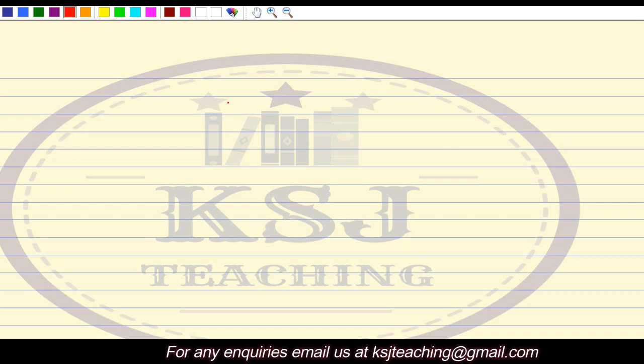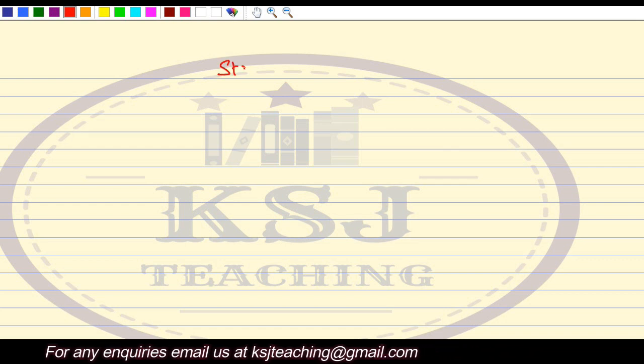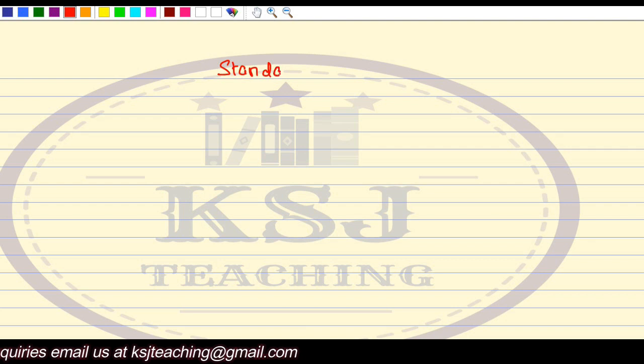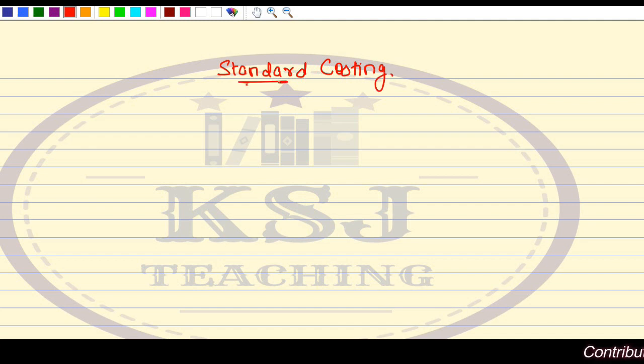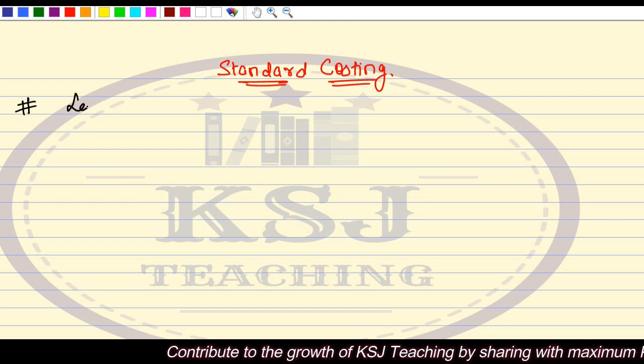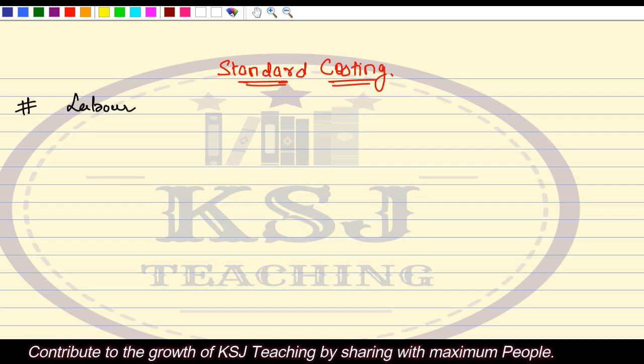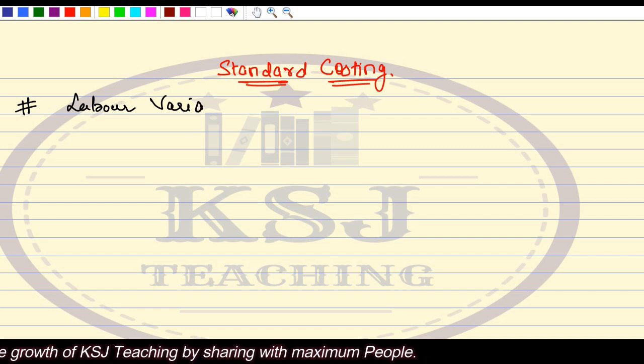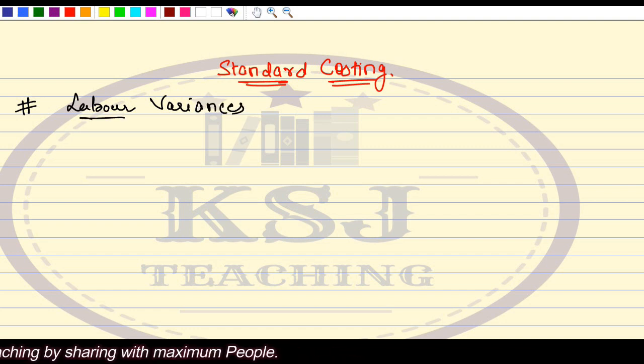So let's continue with our discussion on standard costing. We have been discussing the labor variances. In the last lecture, we started with the labor variances, and in this lecture, we are going to complete the topic of labor variances, right? These labor variances, as I told you, are similar to what we covered in the material variances, right?